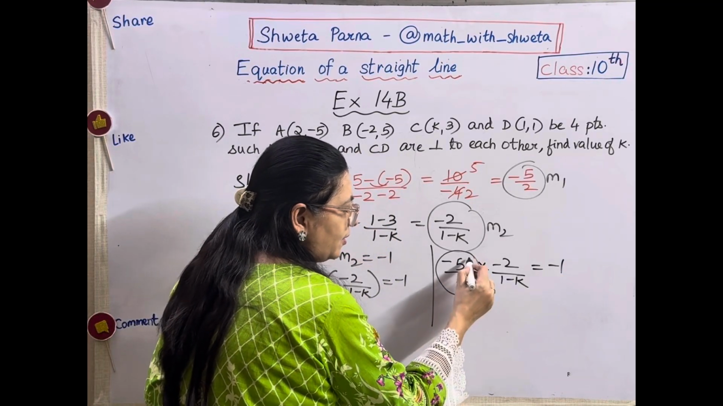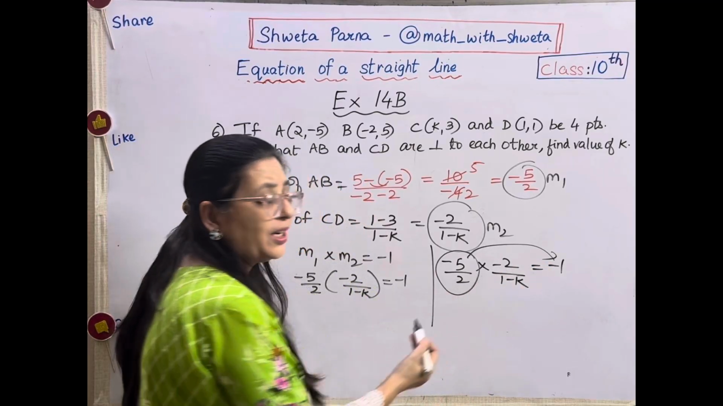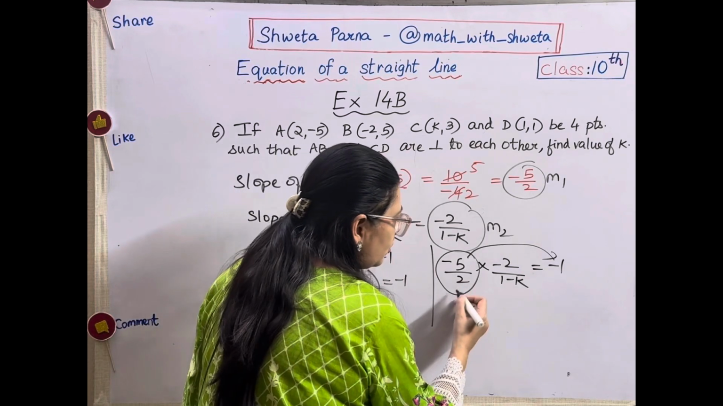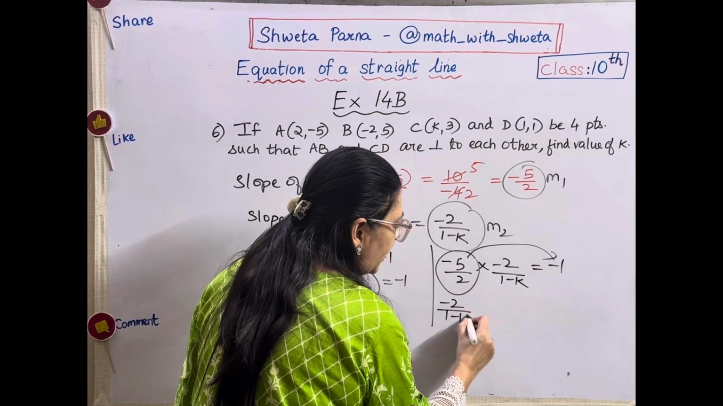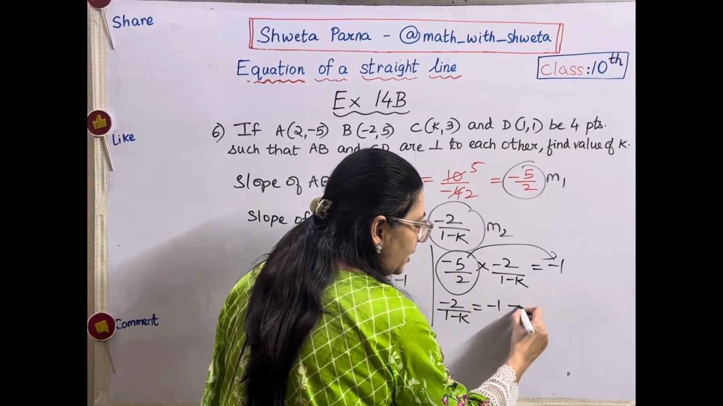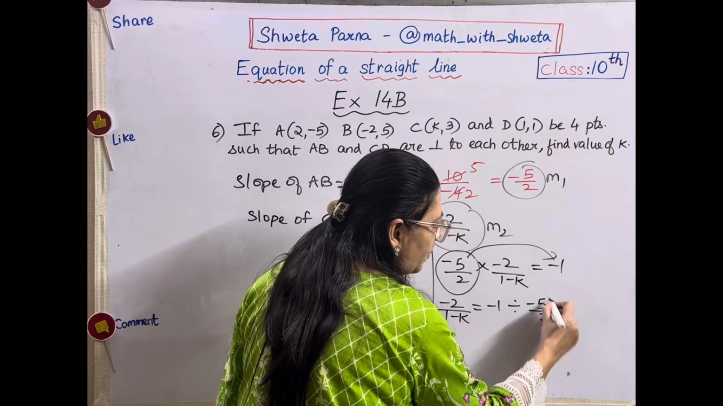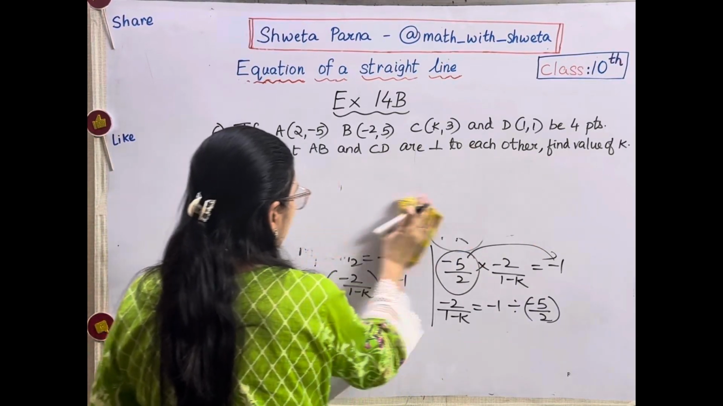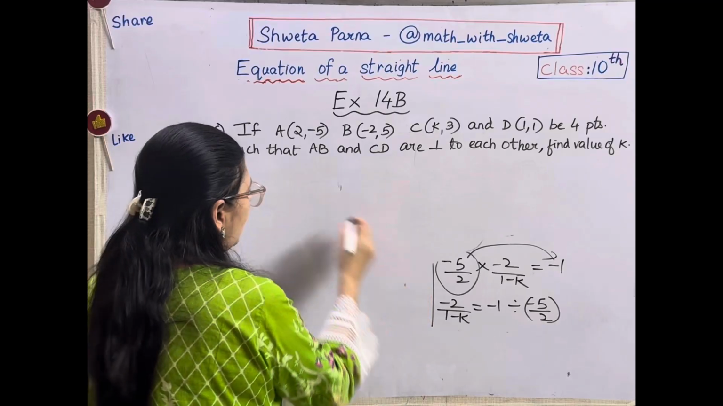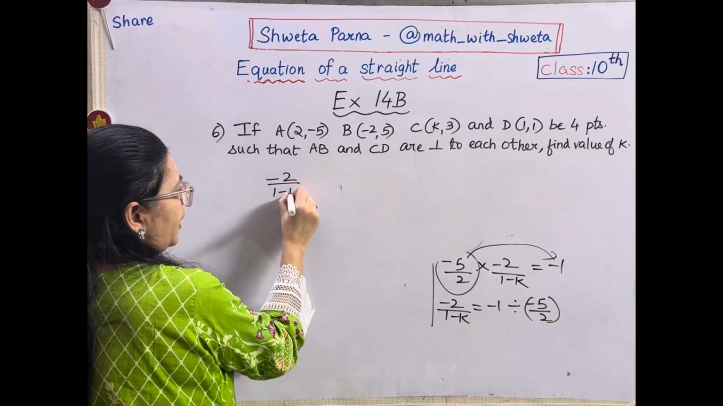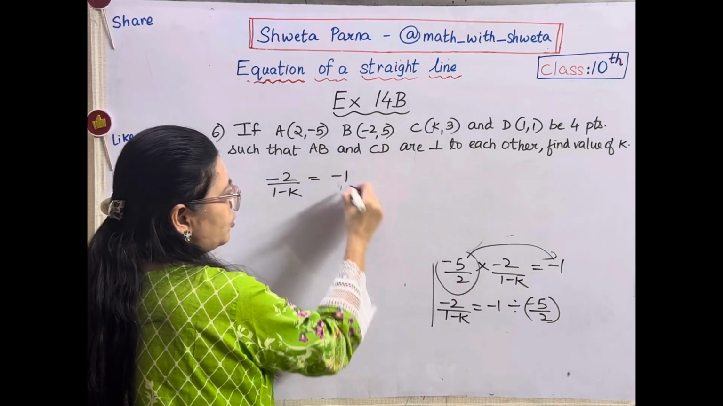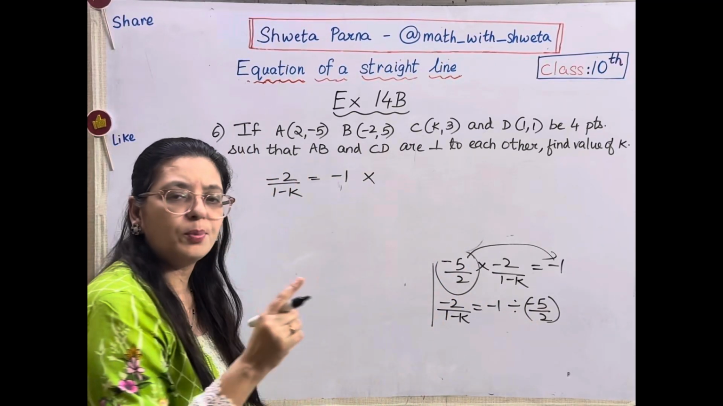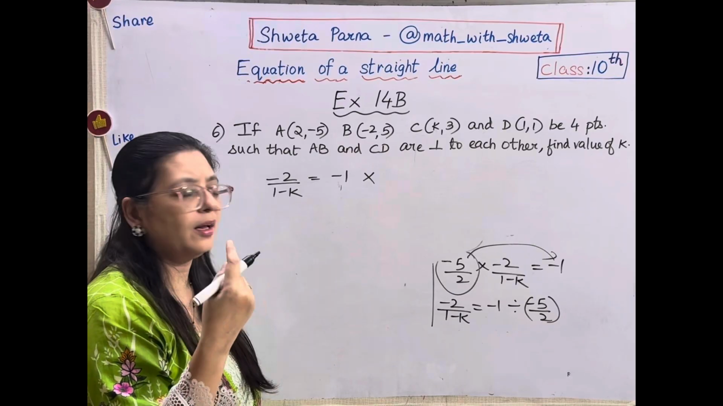Easier way, let's take this to this side. Now here the operation is multiplication. So when you are taking it to the other side, it will become division. So this will become minus 2 upon 1 minus k is equal to minus 1 divided by minus 5 upon 2. Okay. Now this is a basic fraction concept which you have done in earlier standards. Minus 2 upon 1 minus k is equal to minus 1. Change this division sign to multiplication and take the reciprocal. Reciprocal means swapping of the numerator and the denominator.